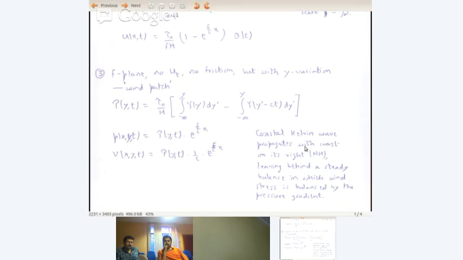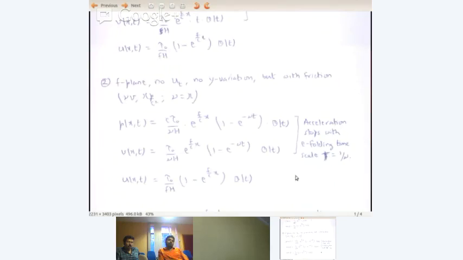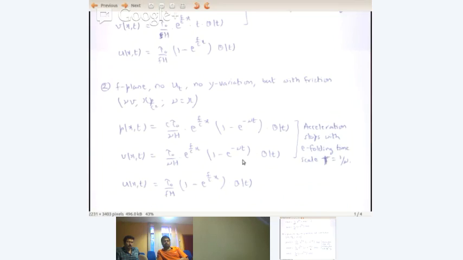So the coastal Kelvin wave propagates with the coast on its right because we're looking in the northern hemisphere, f greater than 0, leaving behind a steady balance in which wind stress is balanced by the pressure gradient. This is possible now, which was not possible earlier, because you allow the Kelvin wave to take away the energy along the coast, leaving behind a steady state solution. So this constant acceleration that we got can be killed by putting in friction or by allowing a Kelvin wave to take that energy away. There are two ways in which we could do it.